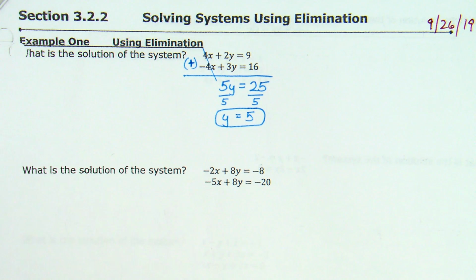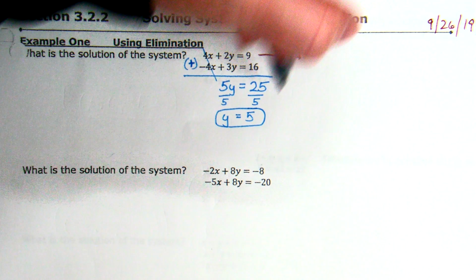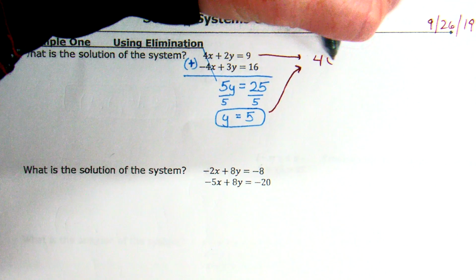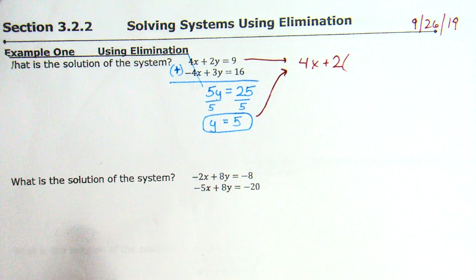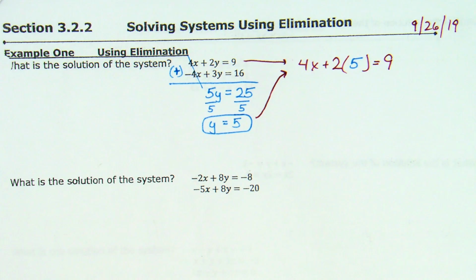Okay. A lot of you are saying top. Let's go for it. Could you use the bottom? Yes. So 4x plus 2y, except my y is 5, equals 9. Okay. First step. What is that first step? Okay, so multiply the 2 and 5. So then we have 4x plus 10 equals 9.